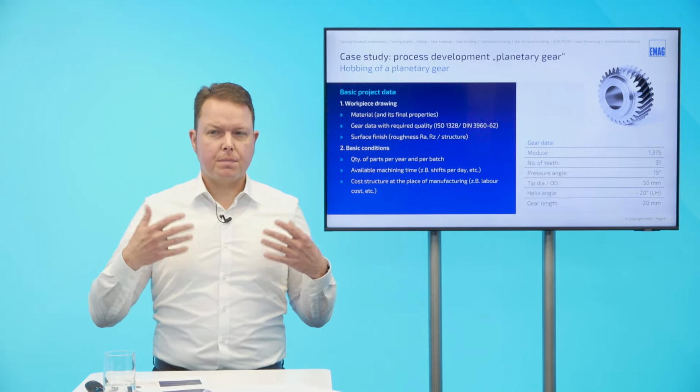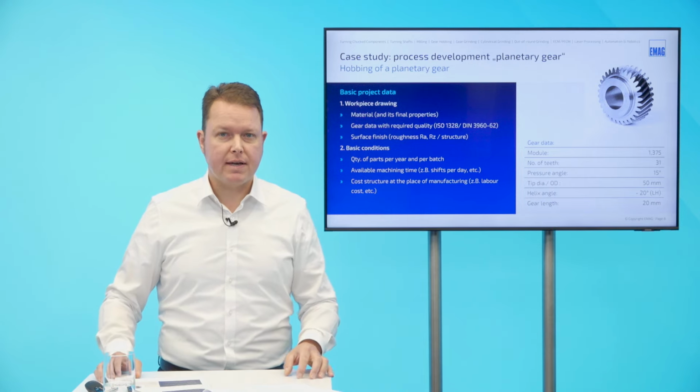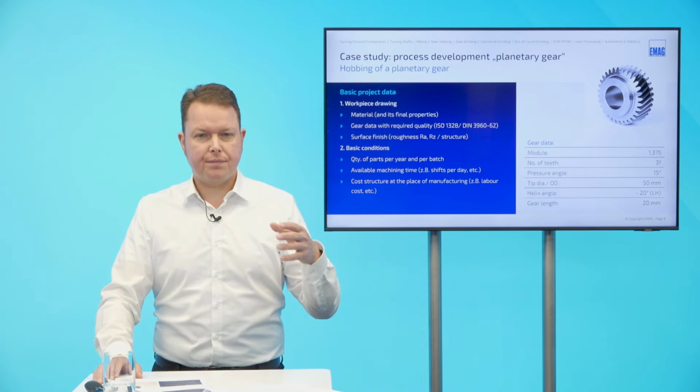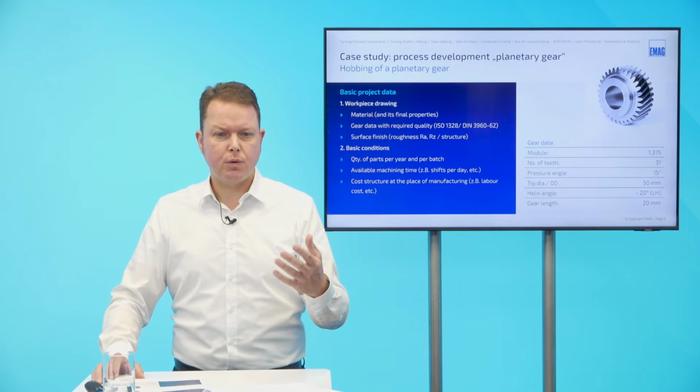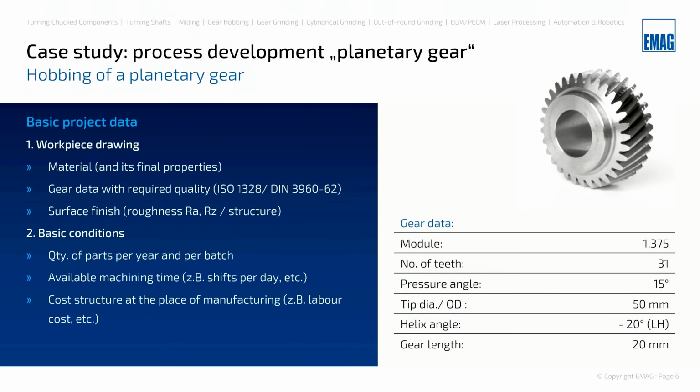So with regard to the process development, we are going to show you this by means of a specific case study. So we have here a project prepared for you. We have a planetary gear. We have basic project data, such as, for example, the workpiece drawing. On this, we will find the material and its final properties, and of course also its mechanical properties as far as its machining properties is concerned.